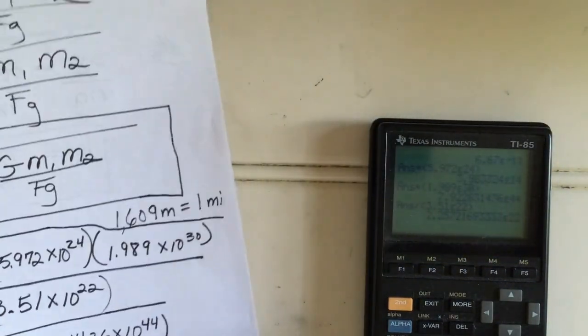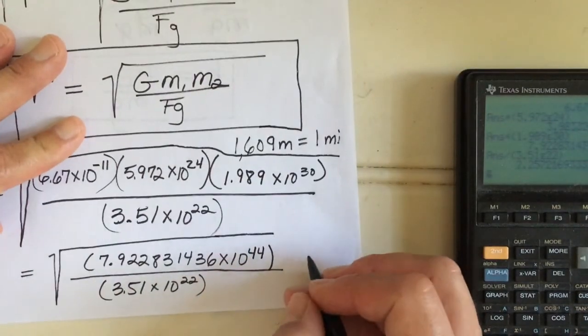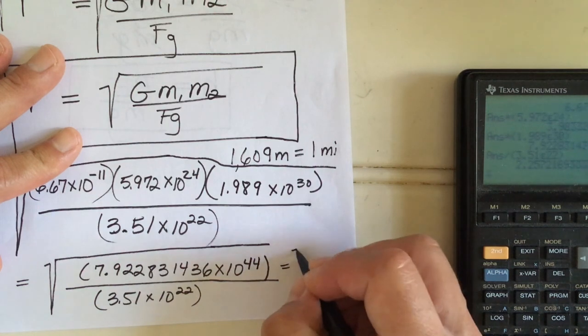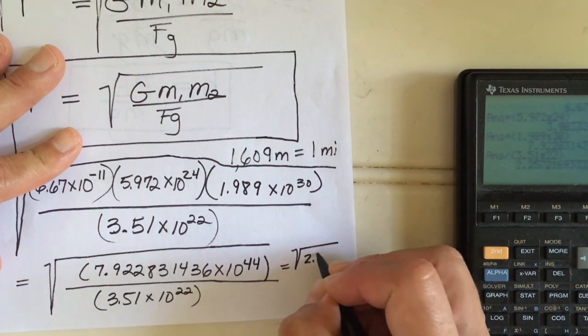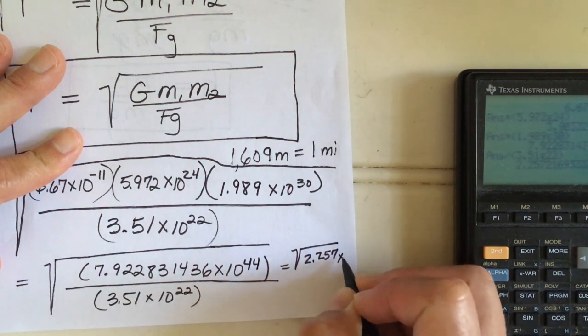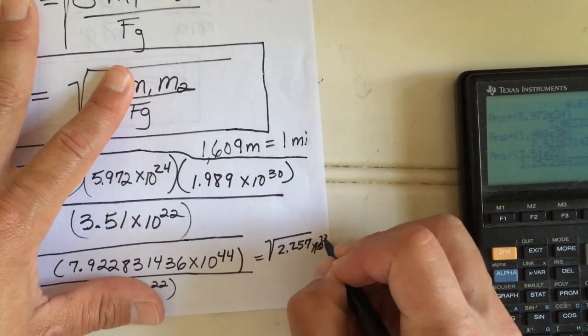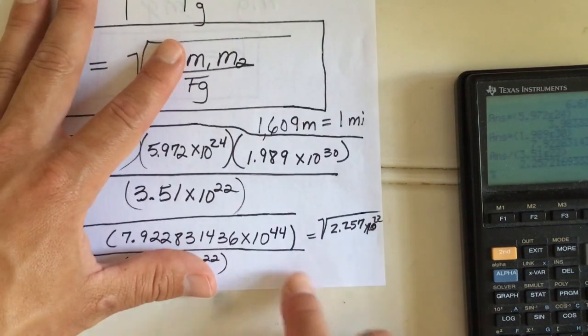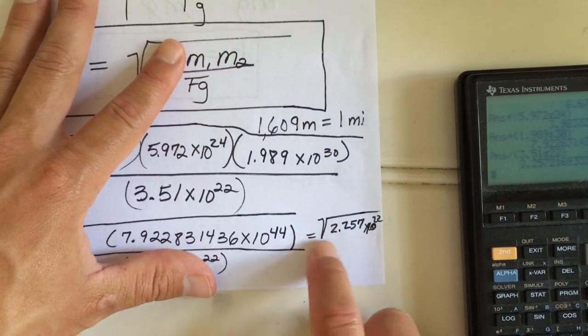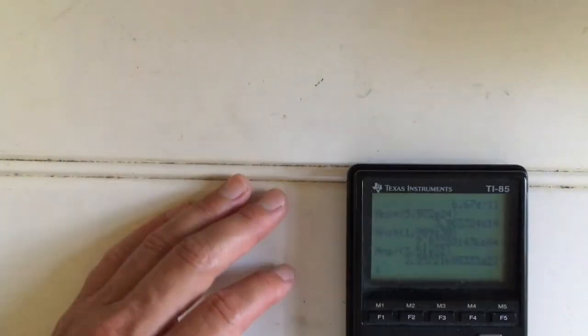So I have one last thing to do, which is the square root. So I'm saying that this, which I'm running out of room, is equal to the square root of 2.257, I'll just write that out right now, times 10 to the 22nd. That's equal to that. And so I have to square root this, and then I'll get my answer. So let's go ahead and do the square rooting.